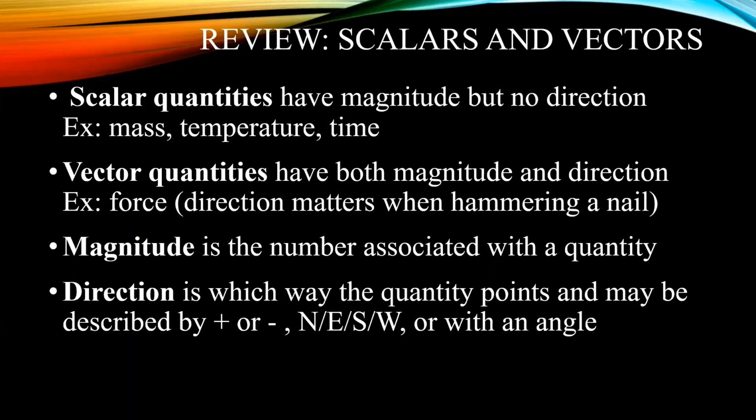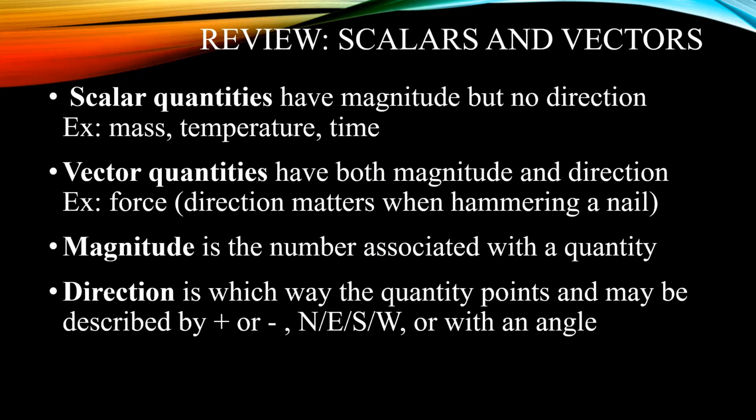Just to quickly review, a scalar quantity is a quantity that has magnitude but has no direction. Examples of scalar quantities would be mass, temperature, and time. Vector quantities are quantities that have both magnitude and direction. A good example of that is a force. If you've ever tried to push open a door or hammer a nail, then you have some experience with how the direction that you apply that force matters.